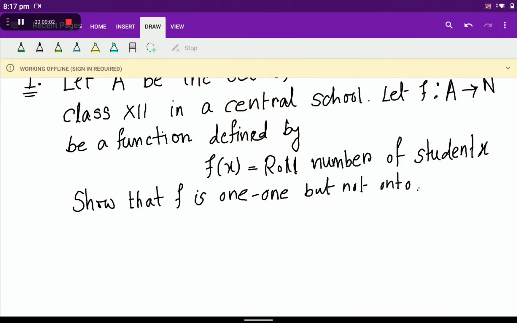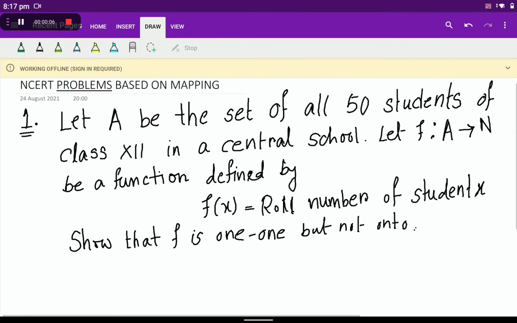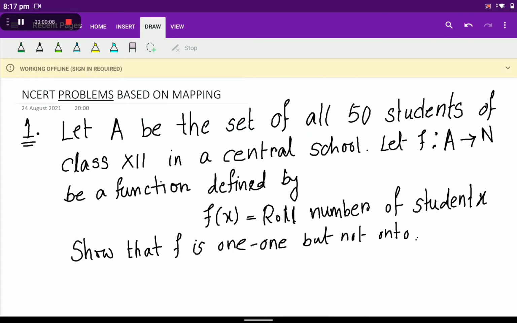Welcome to Flores Mathematics. Today I will discuss some NCERT problems based on mapping. I have already completed the concepts of mapping, the kinds of function: onto function, into function, many one and one one function, etc. So let's start today's session.